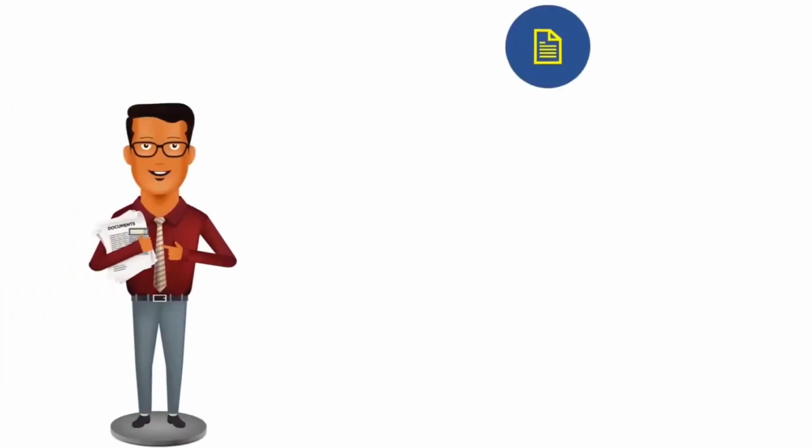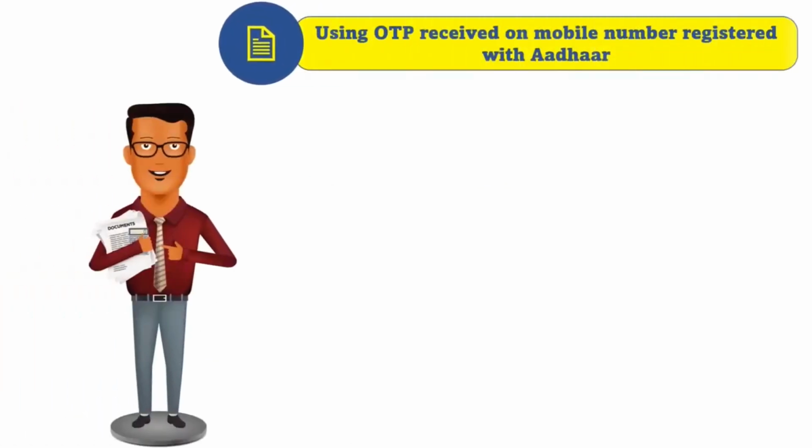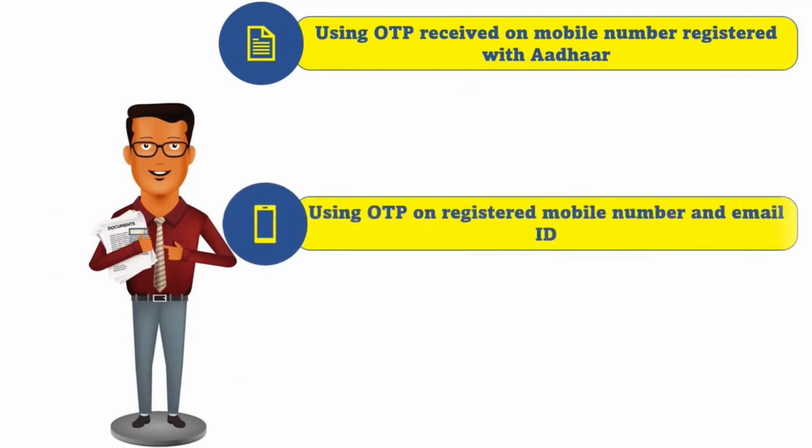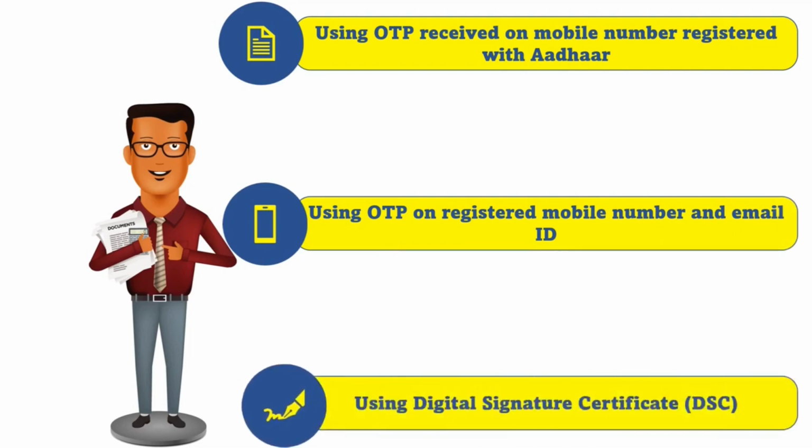The first is using OTP received on mobile number registered with Aadhaar. Secondly, you can reset your password using OTP received on mobile number and email ID registered on the e-filing portal. Alternatively, you can also reset your password using digital signature certificate.